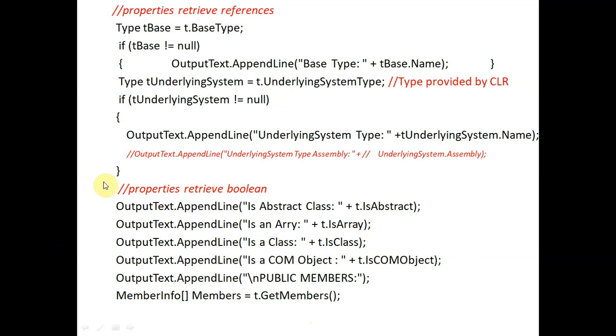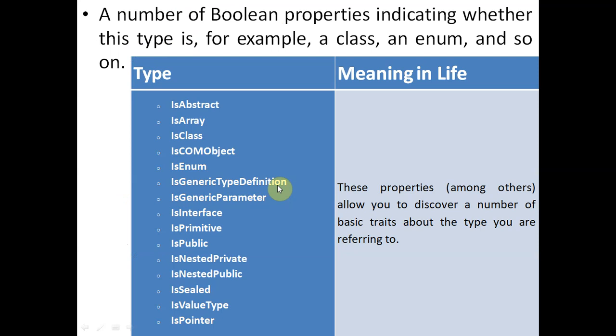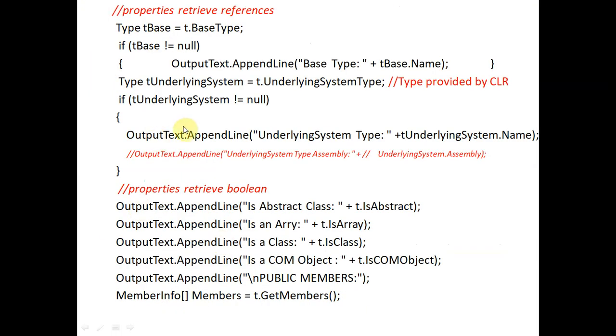Now after displaying all these, we are displaying properties which are returned in the boolean type, means true and false type. So properties retrieve boolean. You can see the list of properties: each abstract, each array, each class, each com object, each enumerated, each generic type definition. This way we can run all these functions. So we are running these functions here.